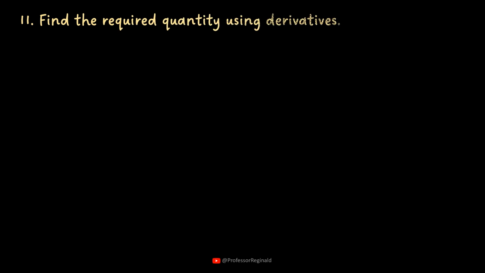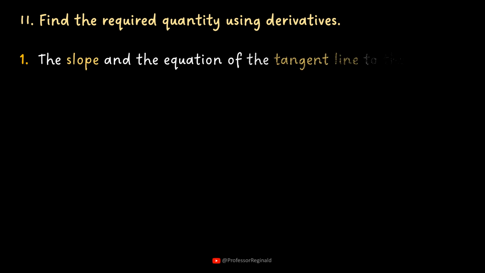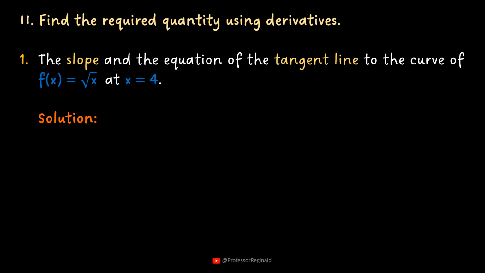Part 2. Find the required quantity using derivatives. Number 1. The slope in the equation of the tangent line to the curve of f of x equals the square root of x at x equals 4. Solution. A. F prime of 4.